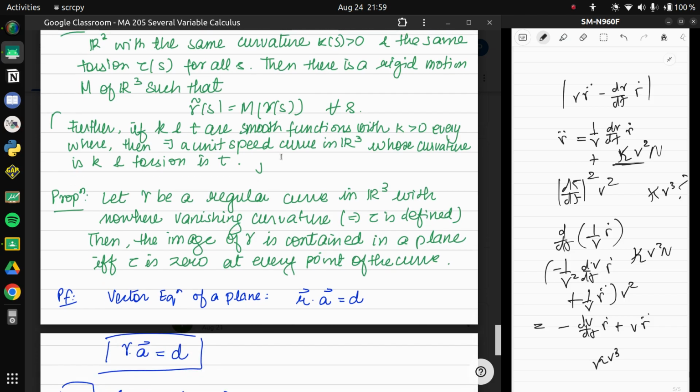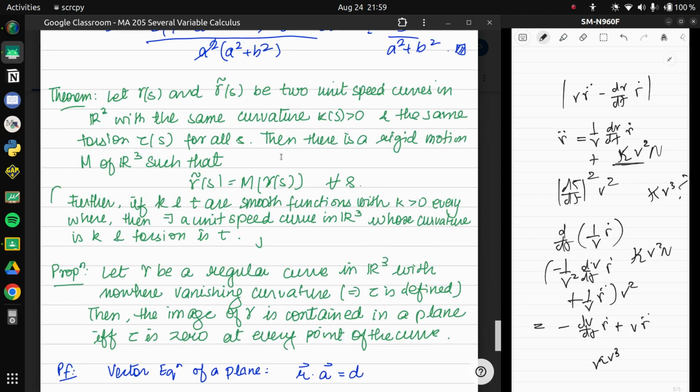So it's a unit speed. At the same time, you also have the same curvature, not unit curvature actually, it's just the same curvature, right? Same torsion as well for all s. Sure. Yeah, I agree. There is a rigid motion like that.